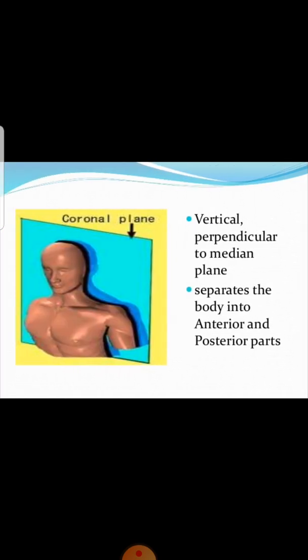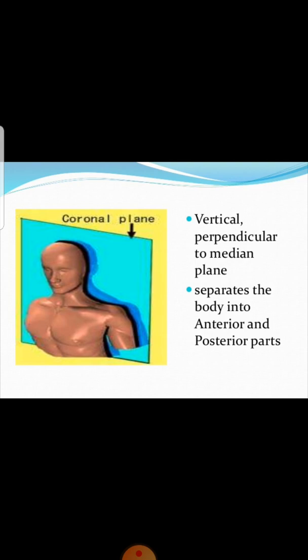Next is the coronal plane, and now look at the plane. You can see that now the body is going to be divided into a front half and a back half, right? You can clearly see the plane has passed in such a way that your body will be divided into a front half and a back half.